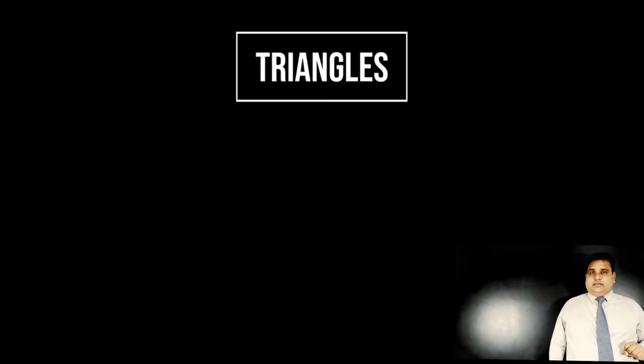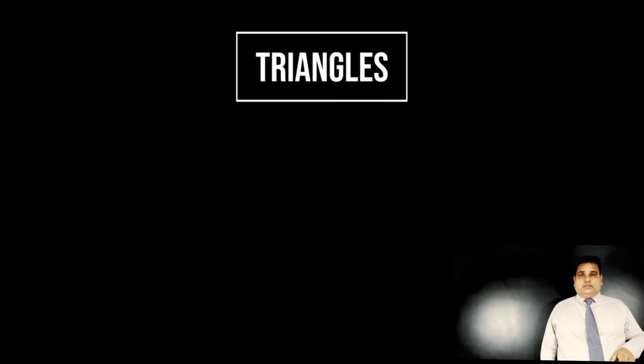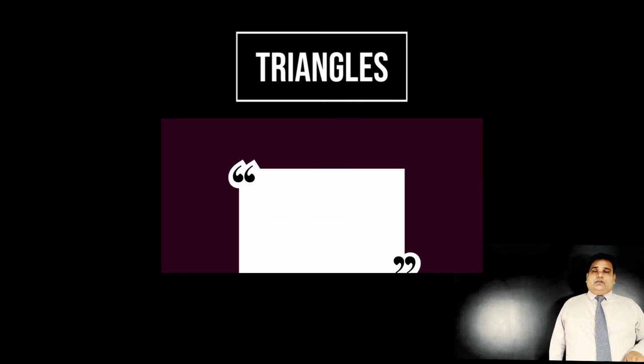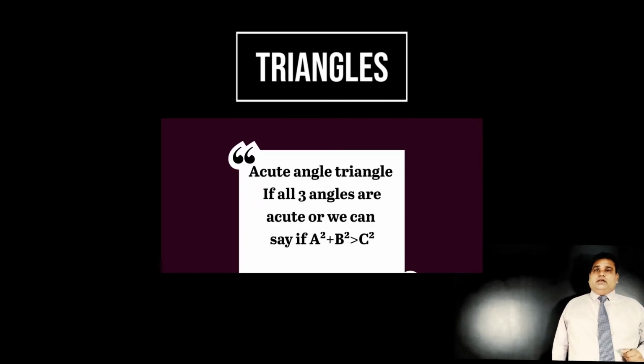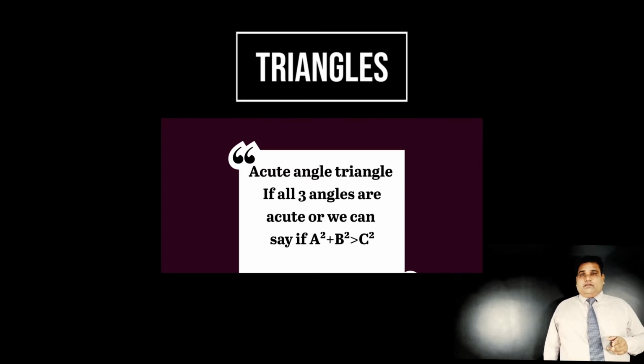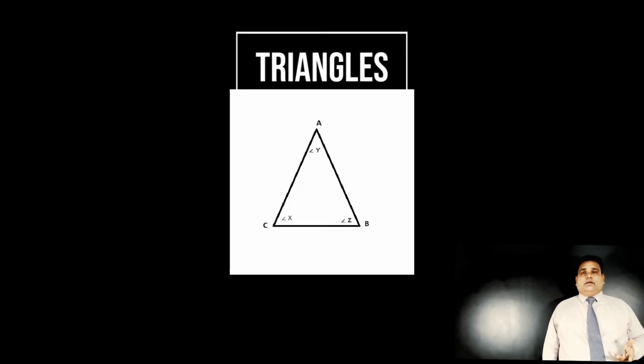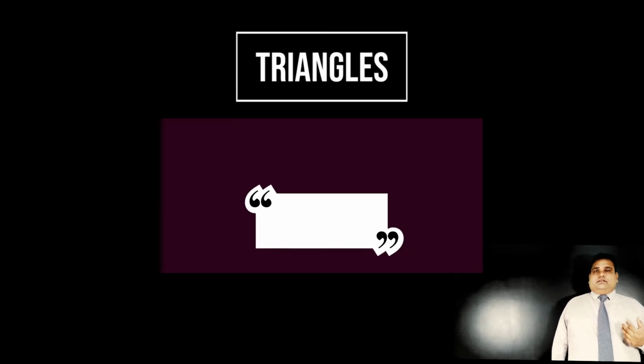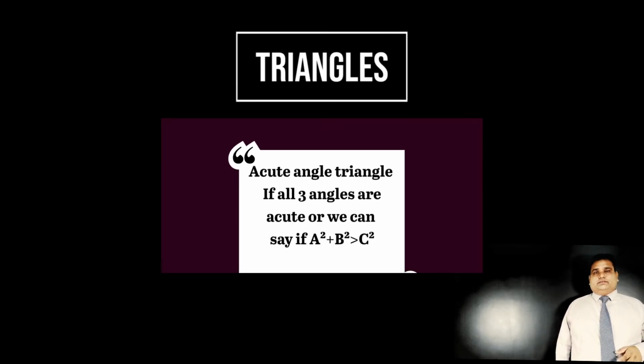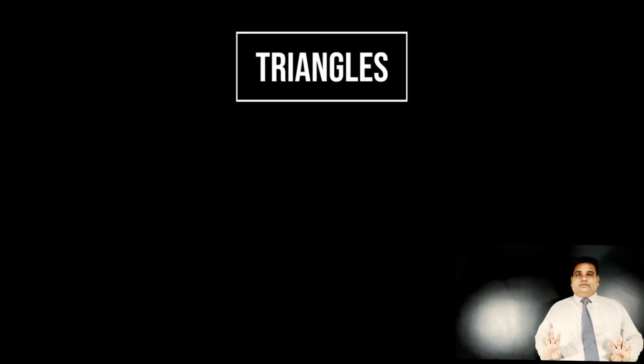So concept number 13, acute angle triangle. In a triangle, if all three angles are acute, we say this triangle is known as an acute angle triangle. Or we can establish the relation that a square plus b square is always greater than c square. The sum of the squares of any two sides will always be greater than the square of the third side. So all three angles will be less than 90 degrees. That triangle is known as an acute angle triangle.